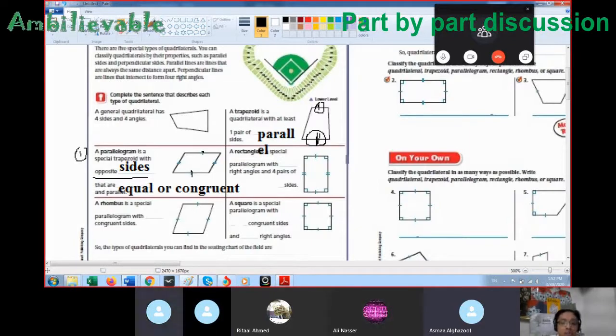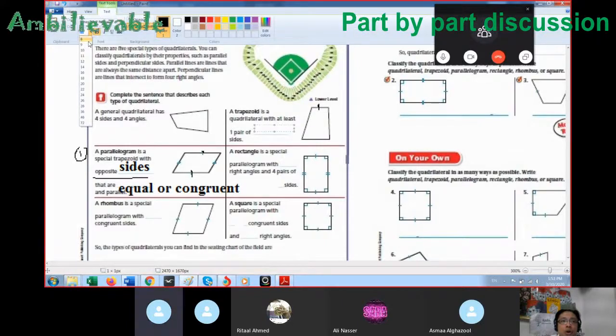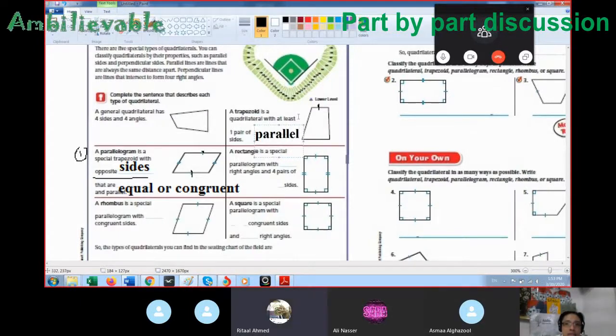Wait, it's a wrong spelling. One pair of, I'll make it smaller. Parallel. Okay. That one, parallels. And the parallel sides are these. Okay. Next one. That's number one. That's number two.